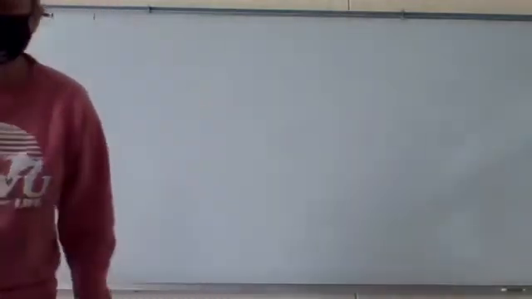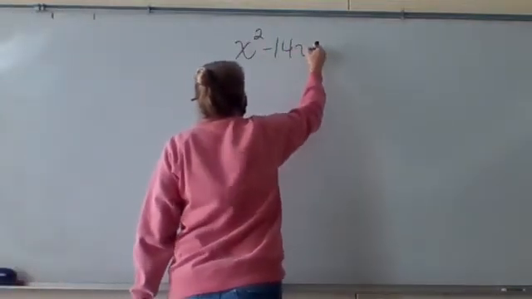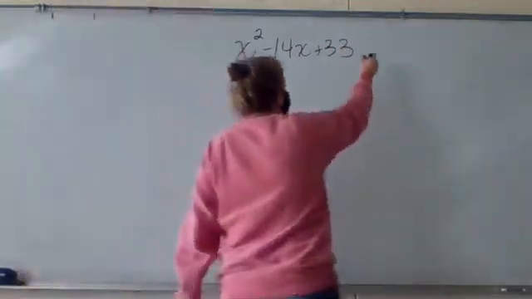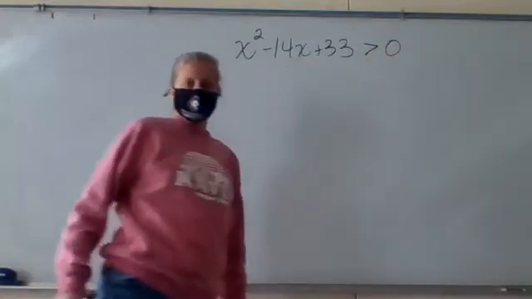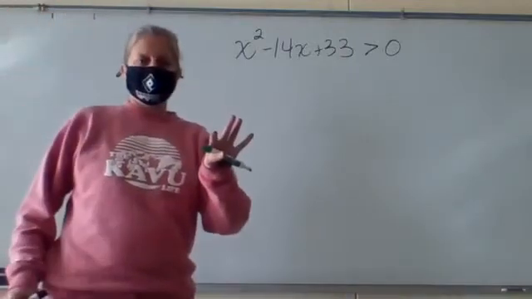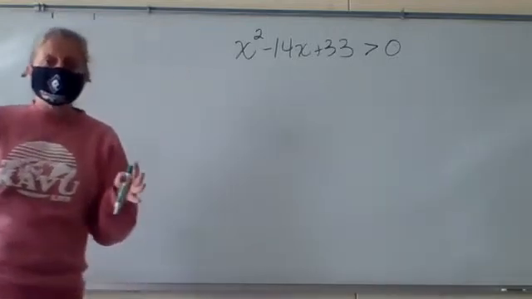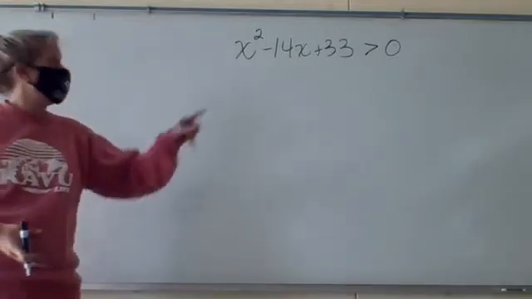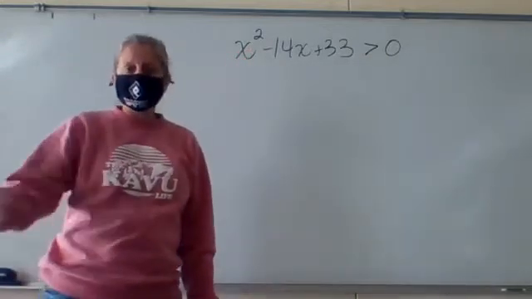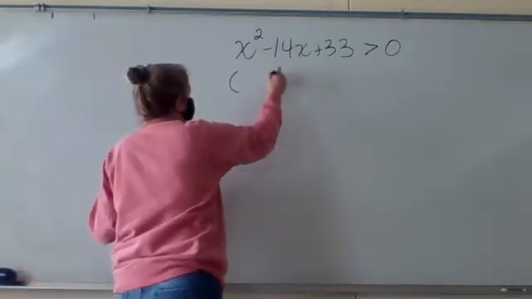X squared minus 14x plus 33. Let's see, it wants to know where is that greater than 0, so above 0 this time. Now, this isn't in factored form like that last one was, so I can either put it in factored form, or what am I trying to find? I'm trying to find the zeros of an x squared problem. I can always go to my quad program for that, right? So if I don't have the quad, then I'm going to have to factor it.